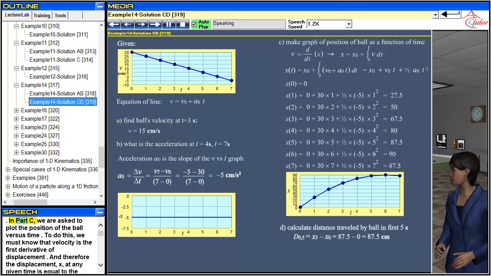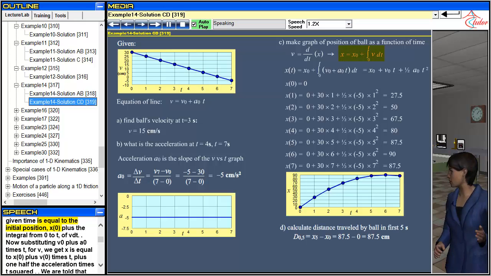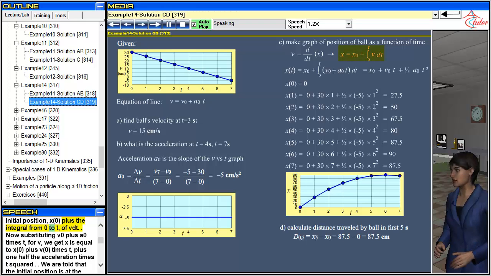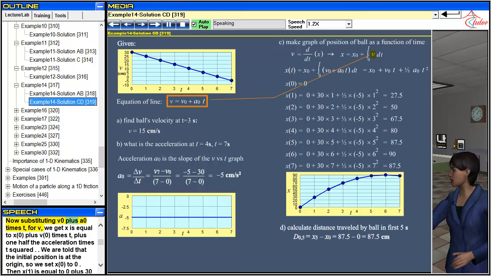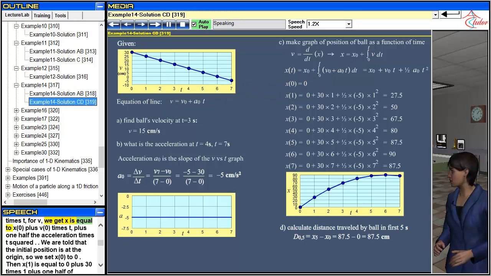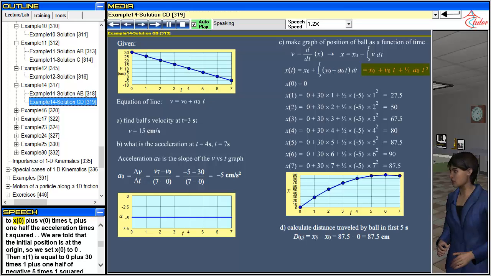In part C, we are asked to plot the position of the ball versus time. To do this, we must know that velocity is the first derivative of displacement, and therefore the displacement, x, at any given time, is equal to the initial position, x at time 0, plus the integral from 0 to t of v dt. Now substituting v0 plus a0 times t for v, we get x is equal to x at time 0, plus the velocity at time 0 times t, plus 1/2 the acceleration times t squared.